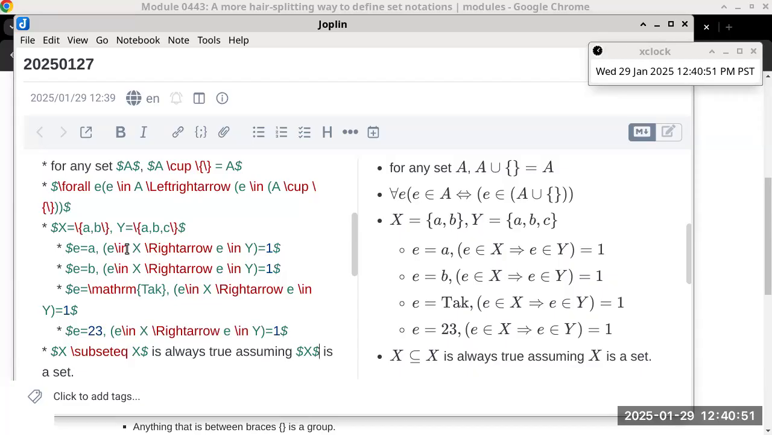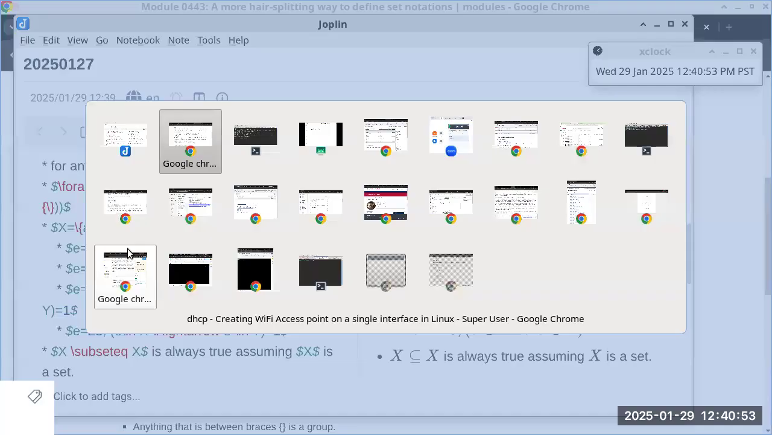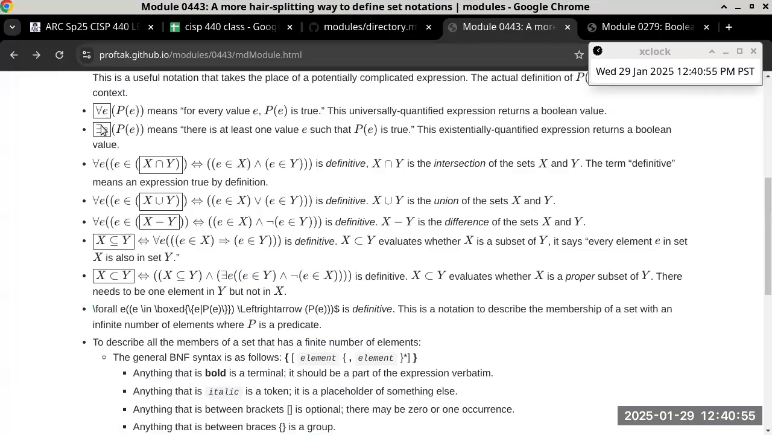You are asking about the inverted A symbol and also the inverted E, but in different axes, right? The first one is called a universal quantifier, and the second one is called an existential quantifier.